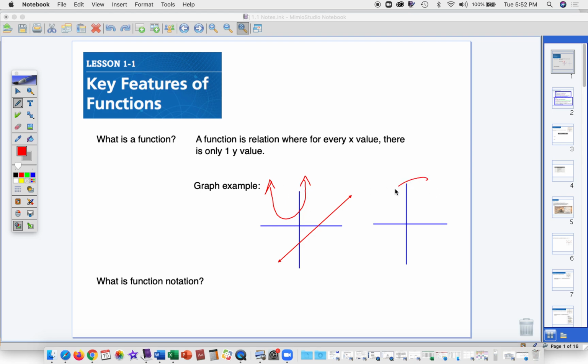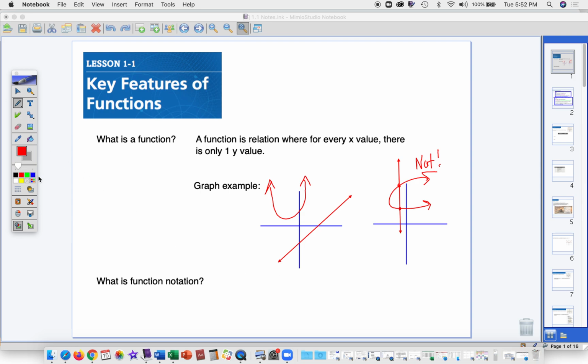If I have a parabola that opens to the left or to the right, it is not a function, because you can see right here, for instance, I have the same x value with two different y values. So this is not a function. Okay. So that's the difference between something being a function versus not a function.